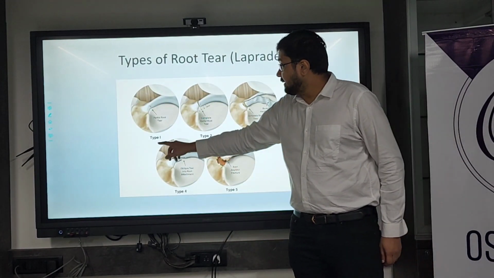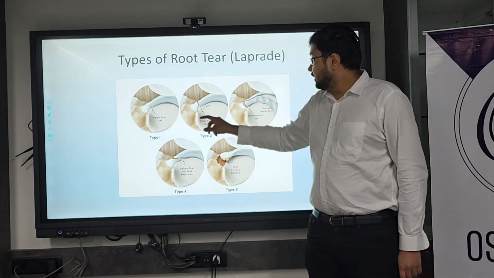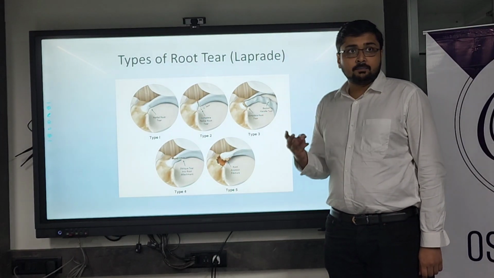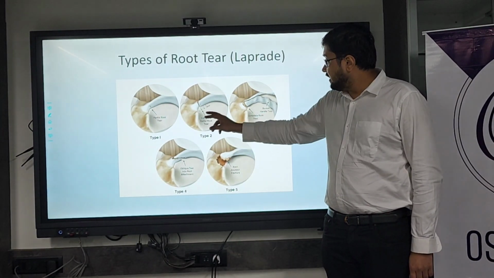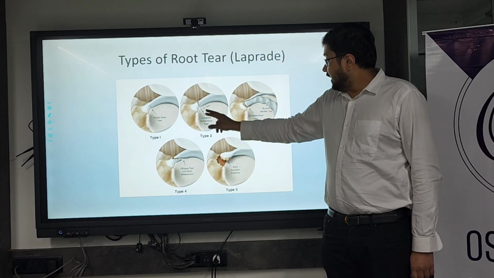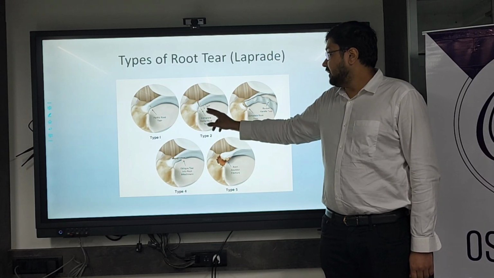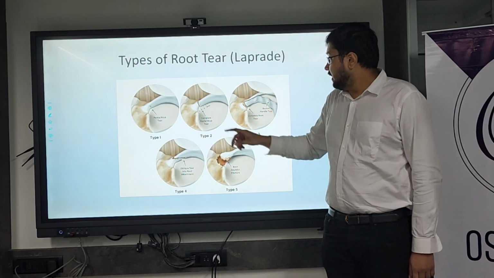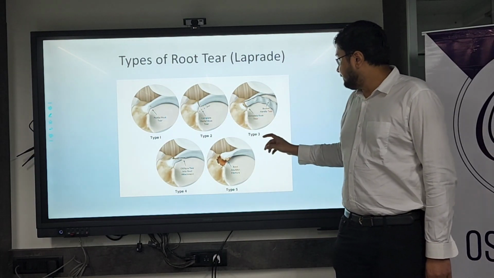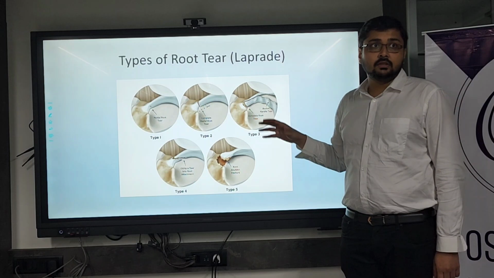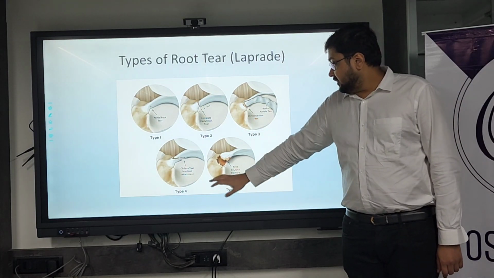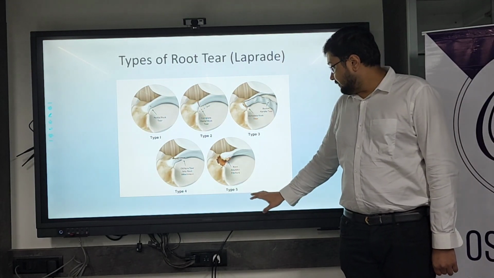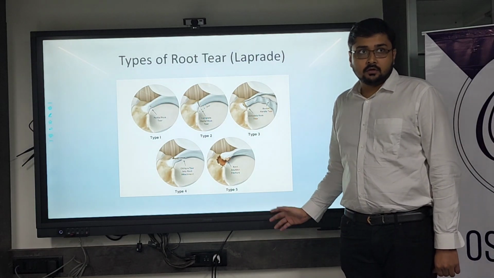So this is type 1, which is a partial root tear. This is type 2. Type 2 is divided into 3 parts, A, B and C. A is from 0 to 3 mm, B is 3 to 6 mm, and C is 6 to 9 mm distance from the attachment. Type 3 is the complete root tear along with a bucket handle. Type 4 is an oblique root tear, and type 5 is a root avulsion fracture.